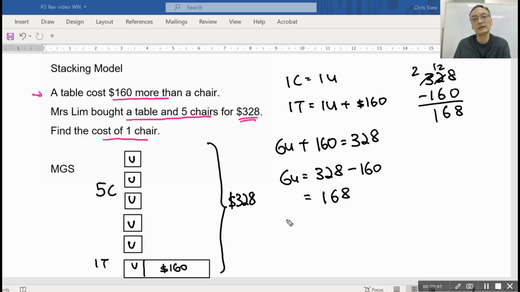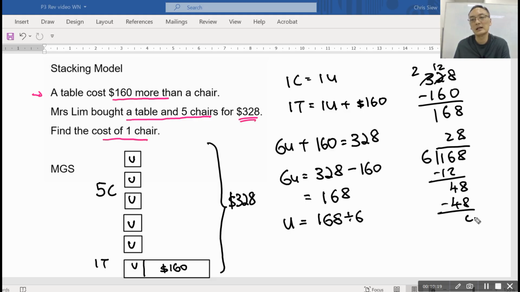So from here, we need to find the value of 1 unit. To find the value of 1 unit, we take 168 and we divide by 6. We will carry out the long division at the side here, 168 divided by 6. So 2 times 6 is 12. 16 minus 12 is 4. Then we bring down 8. 8 times 6 will give us 48, minus, left 0. Right, so 1 unit is 28.